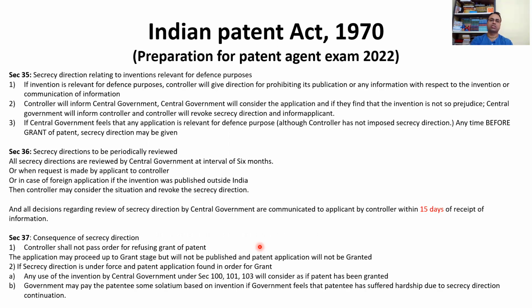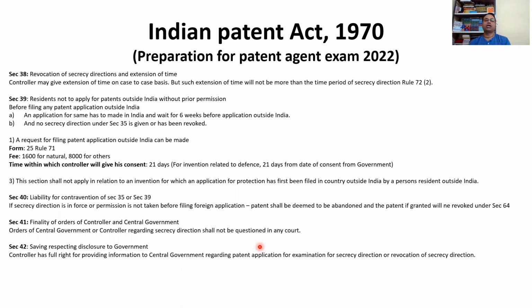They're very important. Sections 35 to 42 provide for secrecy direction. So in summary, section 35 deals with when secrecy direction is given, and once secrecy direction is given, you cannot publish. Section 36 says that this direction will be reviewed after every 6 months, and any communication that the controller gets, he will communicate to the applicant within 15 days. And the consequence of secrecy direction is that the controller will not refuse to grant; the application will proceed to grant but will not get published. And if the patent is in order for grant, then the government can use it, and if the government uses it, they will pay the patentee some amount, on a case to case basis.